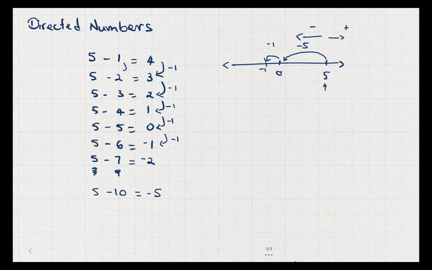If you ever need to use a number line, please do so. It's a legitimate mathematical tool to help us work out our answers. So if I'm starting at 5, to take away 10, taking away 5 will take me to 0. Another 5 will take me to negative 5.